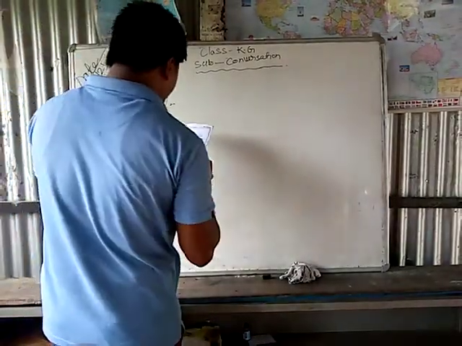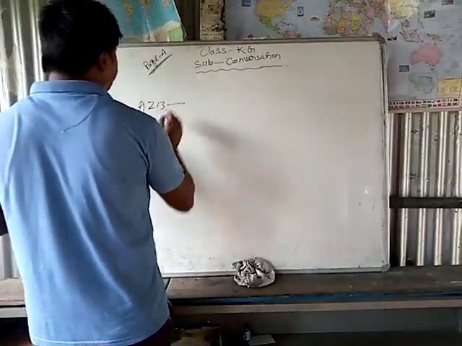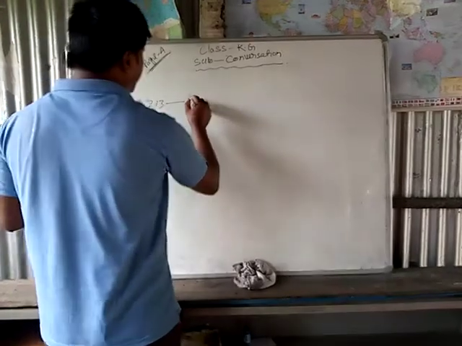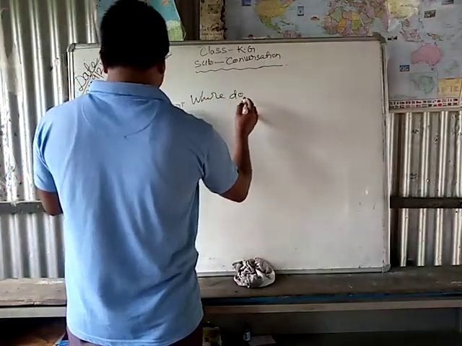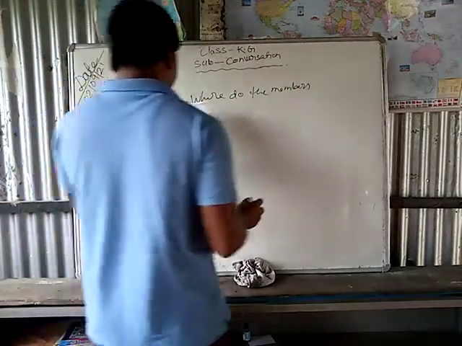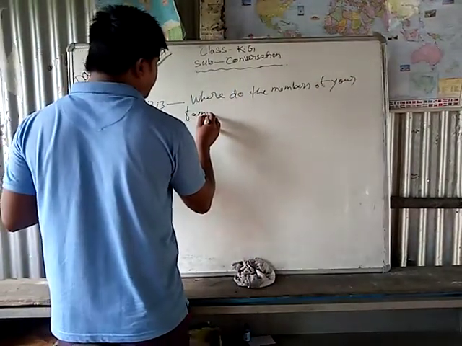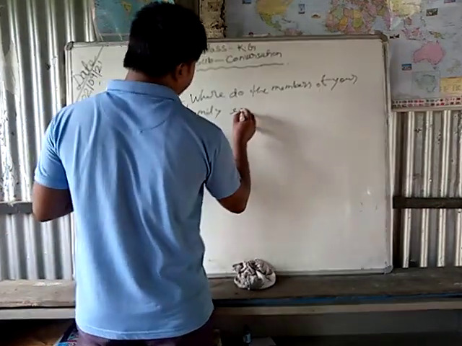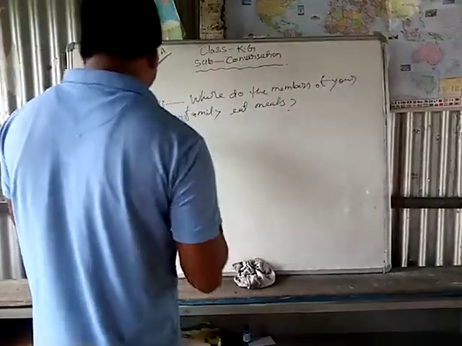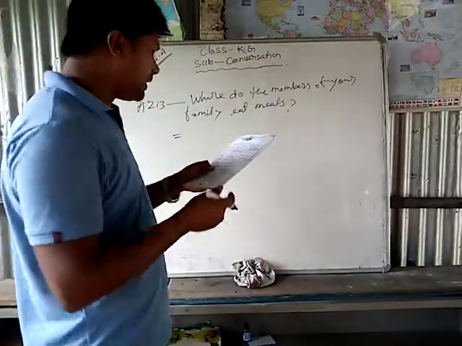What is he asking? Ajis is asking, here is given: where do the members of your family eat meals? So where do they take their meals? Amal says, the members of our family, what do they do? They eat meals in the dining room.